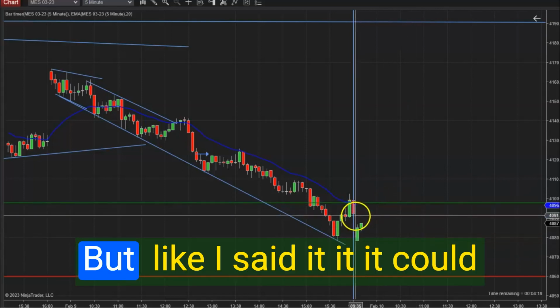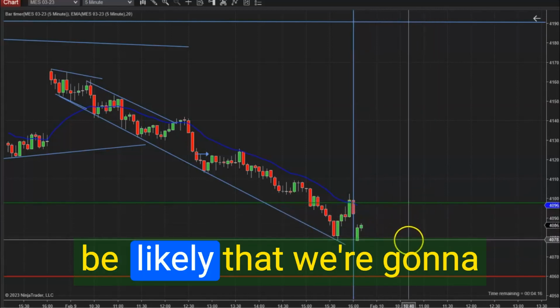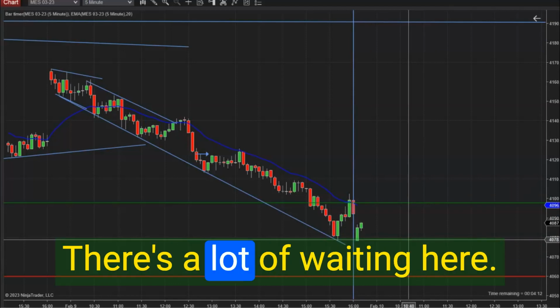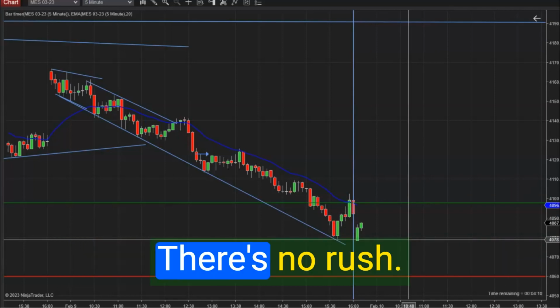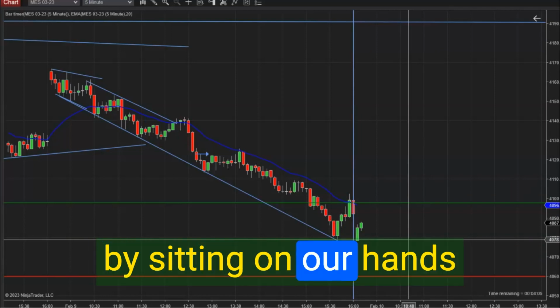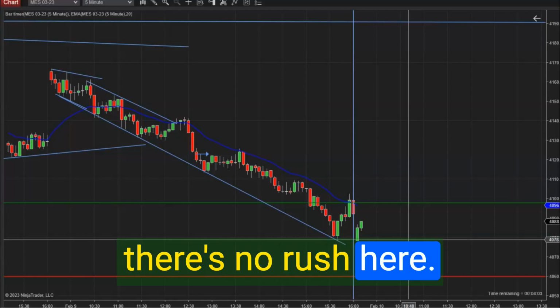But like I said, it could be likely that we're going to be sitting in a trading range for the open. And again, that's fine. There's a lot of waiting here. There's no rush. We make our money by sitting on our hands a lot of the time, so there's no rush here.